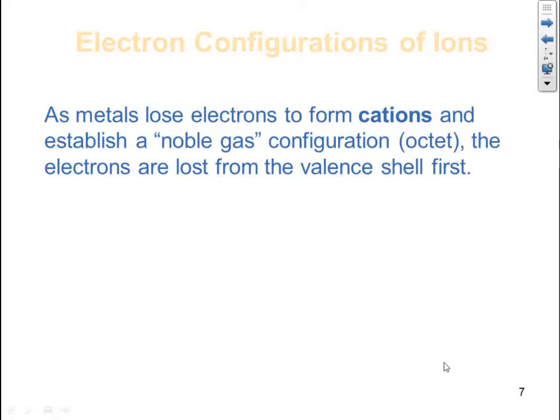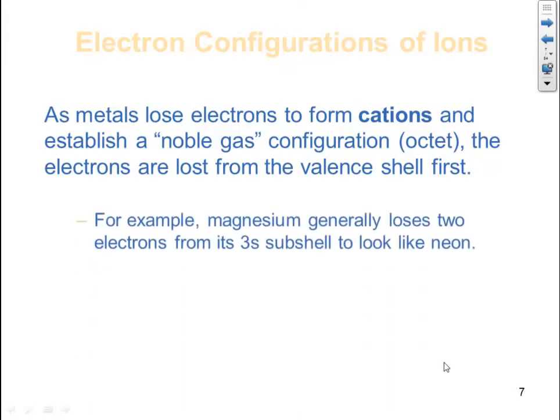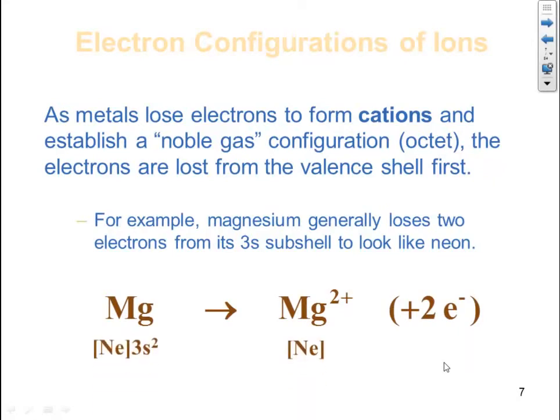As metals lose electrons to form cations and establish a noble gas configuration, meaning that octet arrangement, the electrons are lost from the valence shell first. For example, magnesium generally loses 2 electrons from its 3s subshell to look like neon. So you have magnesium going to magnesium 2+, so the electron configuration of magnesium is neon 3s2. What happens is it loses those 3s2 electrons and then becomes isoelectronic with neon, and has that noble gas configuration.